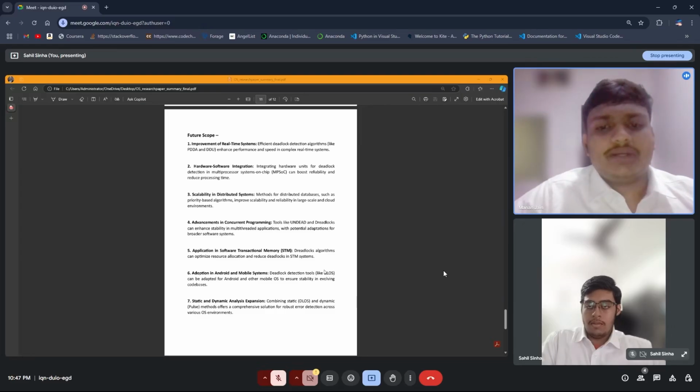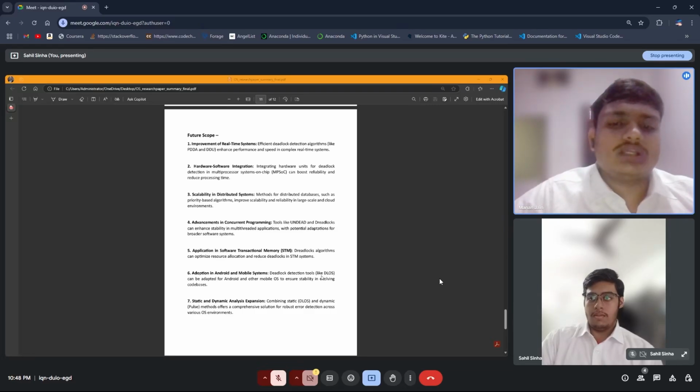Fourth, advancement in concurrent programming. Tools like Undead and Dreadlock, which focus on efficient deadlock detection and prevention in software, highlight potential advancement in concurrent programming. These tools could be adapted to broader software systems, enhancing multi-threaded application stability.